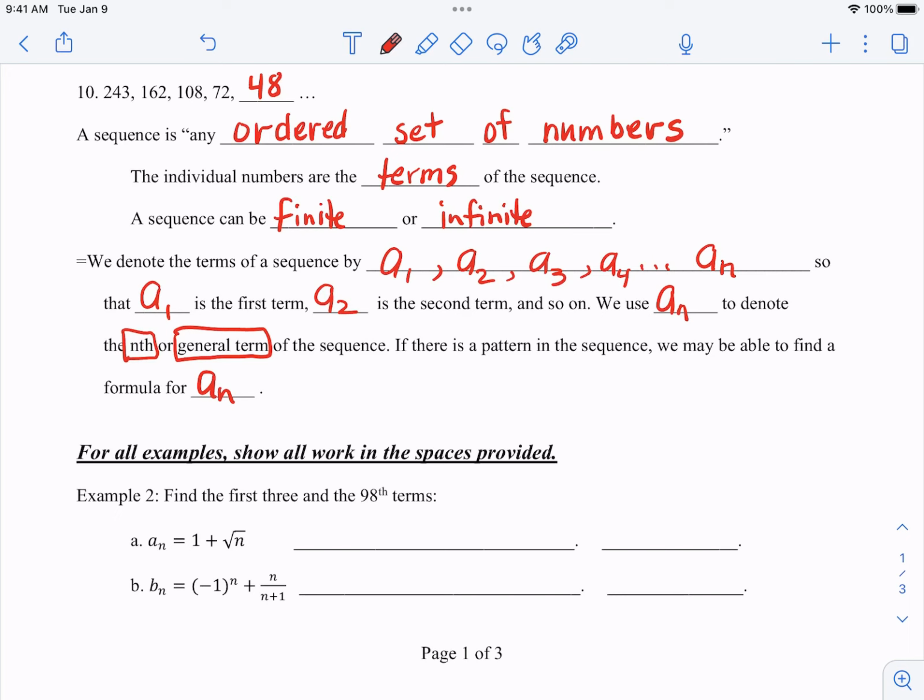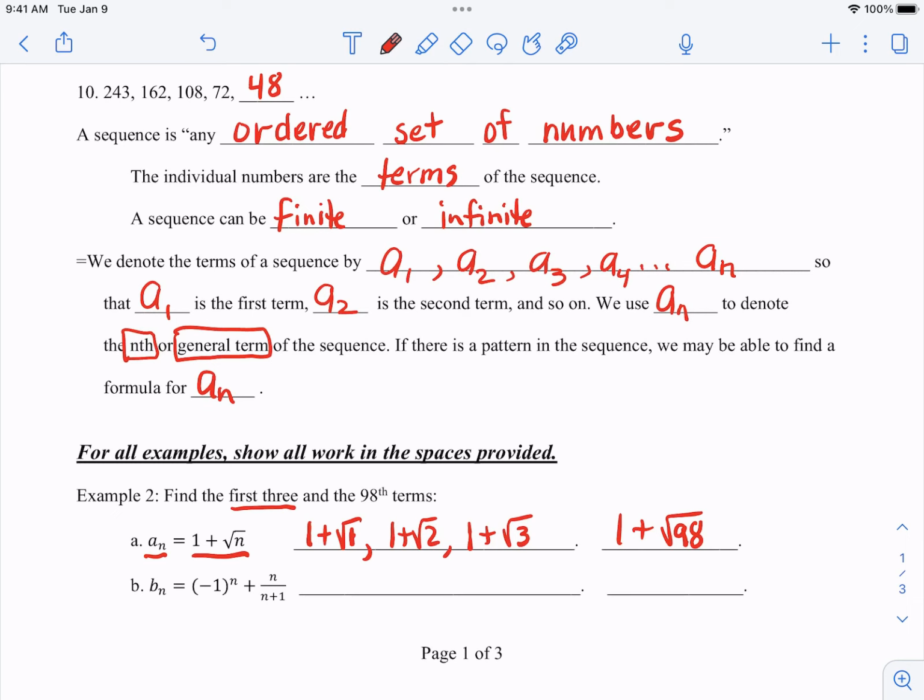So for instance, if they gave you a formula for a sub n, and they said it was 1 plus the square root of n, and we wanted to find the first 3 terms, we just have to plug in 1, 2, and 3. So if you plug in 1, the first term is 1 plus the square root of 1. The second term is 1 plus the square root of 2, and the third term is 1 plus the square root of 3. Nothing too terribly difficult about that. The 98th term then is not that hard either. We can skip right to it because all we have to do is plug in 98 for n, and that would be the final answer.